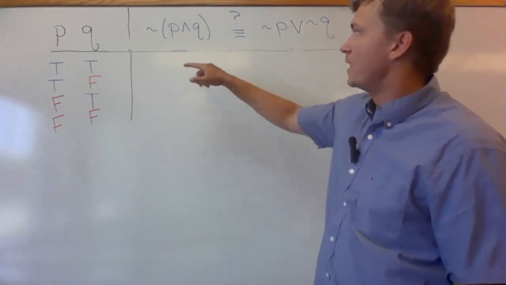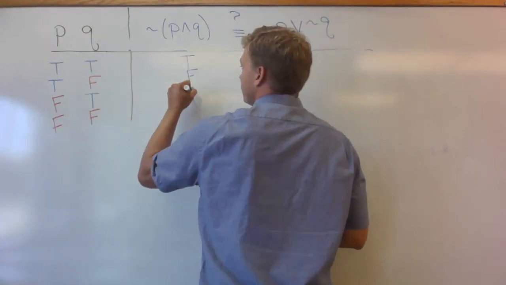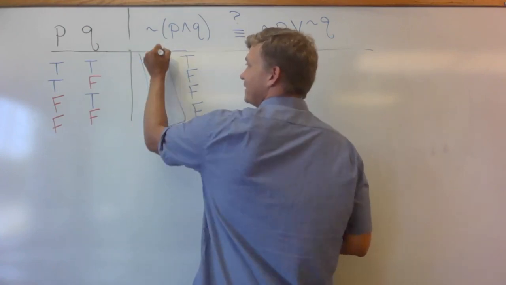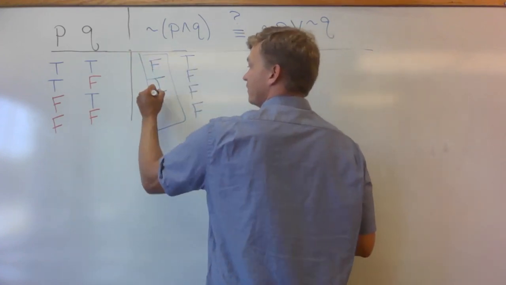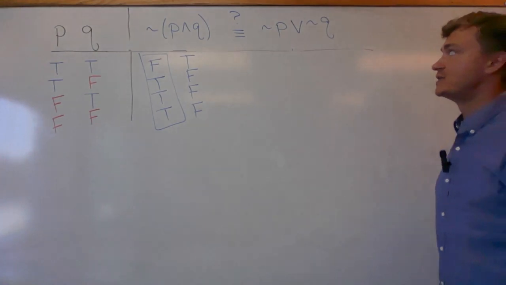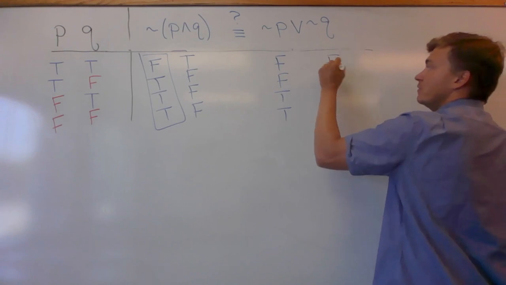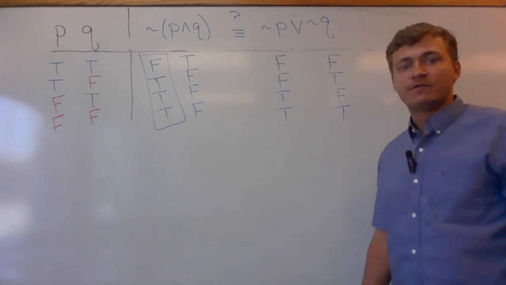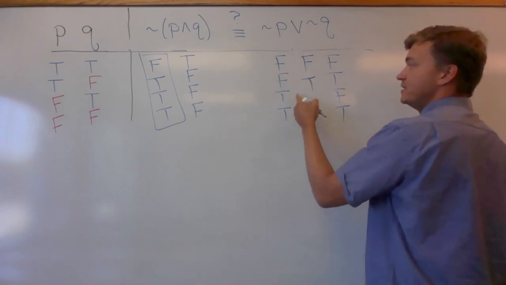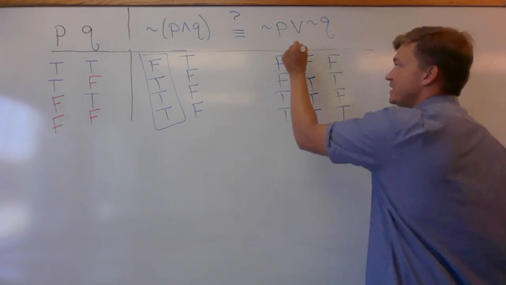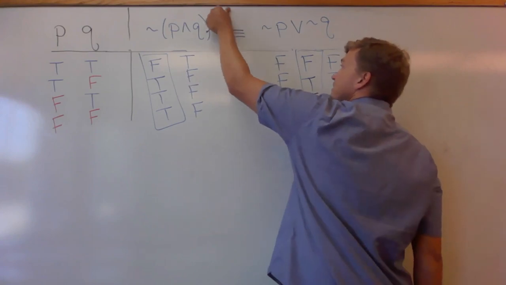Let's show definitively. P and Q, TFFF. If I negate the and statements, not T is F, not F is T. Do I get this on the right side? Not P, not Q. So far, the or connective. F or F is F, F or T is T, T or F is T, T or T is T. F, T, T, T, F, T, T, T. We have shown that these two statements are equivalent.